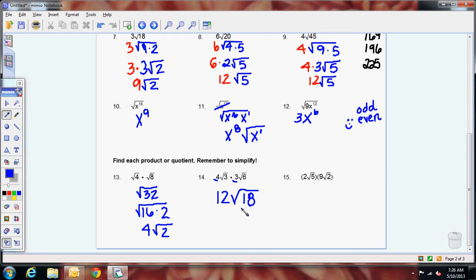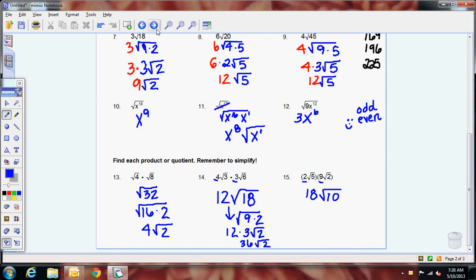So the square root of 18, got to figure out the biggest perfect square would be 9 times 2. So that would give me 3 root 2, bring down that 12. So 12 times 3 gives me 36 root 2. So always look at that radical and see if you can simplify it. All right, this one, multiply those outer numbers first. 5 times 2 gives me 10. Can I simplify it? Well, there's not a perfect square that goes into it, so this one is finished.